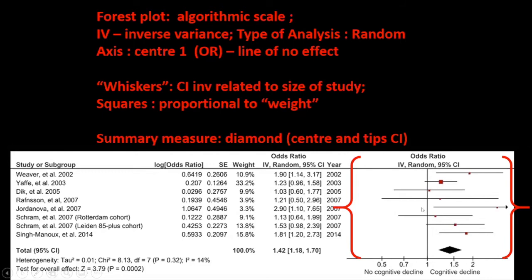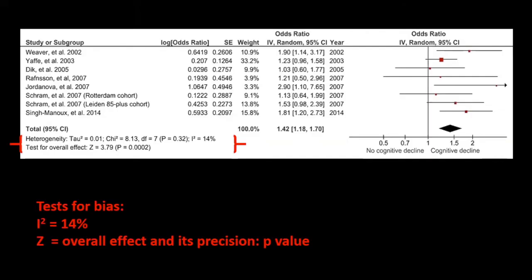And the summary measure is the diamond. The center is the effect size, and the width of the diamond is the confidence interval of the effects of the summary measure of the diamond. But remember that this was a random model, so we now have to look for bias or heterogeneity between the studies, the variation among the studies, and this has also been analyzed.